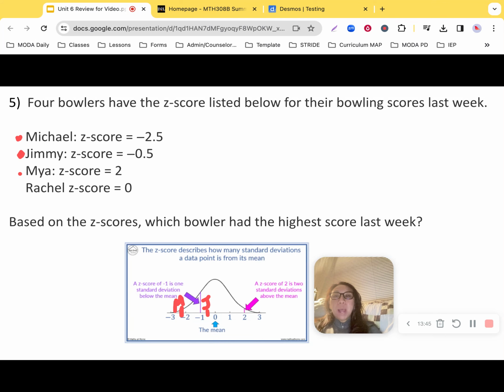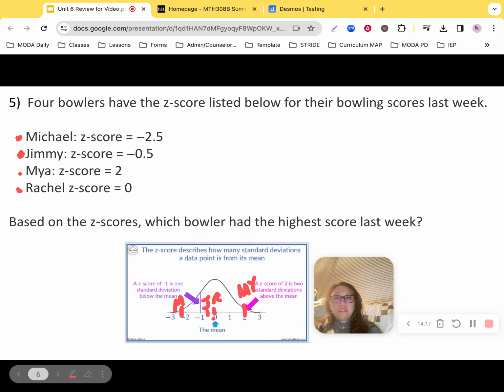And then Maya's z-score is positive 2. And if it's a positive 2, that is 2 standard deviations above the mean. So if this is the mean right here, which is a 0 score, then 2 standard deviations is right here. So that's Maya's score. So Maya, let's just put MY. And then Rachel's score is 0, meaning it's just the average, right on the average.